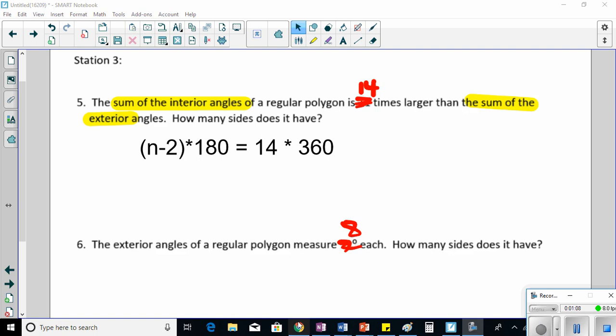And here I have an equation. This is the equation I'm going to have to solve here. 14 times 360 is going to be some really big number. I don't know what it is. But what I want to do here is solve this equation for n. So whatever I get when I do this, my next steps are going to be to divide by 180 and then simply add 2. And that should tell me how many sides that shape has.